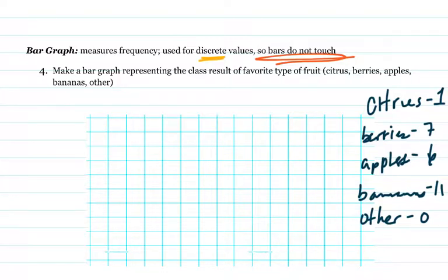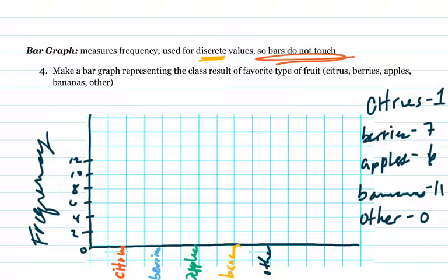So what we then do is we create a scale and we label our values along the x-axis, which will be labeled with the types of fruit: citrus, berries, apples, bananas, and other. And so along the x-axis, we have our types of fruit.